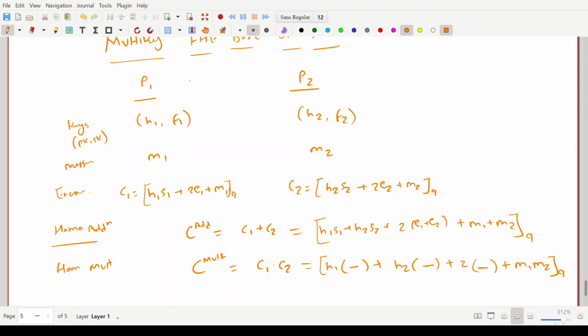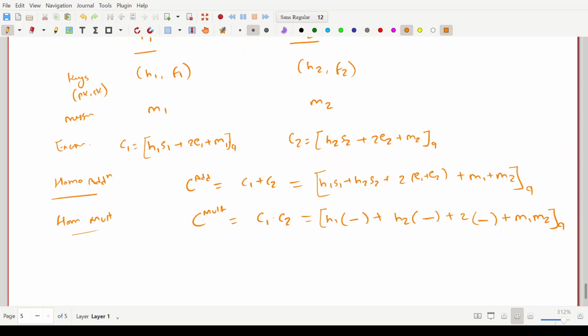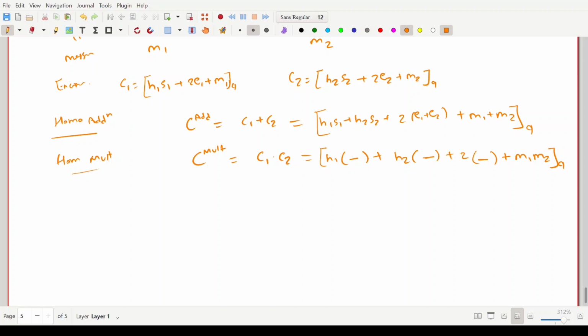And how do you decrypt? If you observe in Multikey FHE, to decrypt something you need both the keys, correct? So if we simply add them and try to decrypt with the joint secret key, what is my joint secret key? The joint secret key is F1 into F2. Now let us try to decrypt C add.